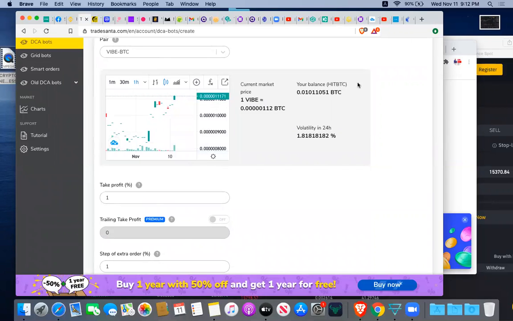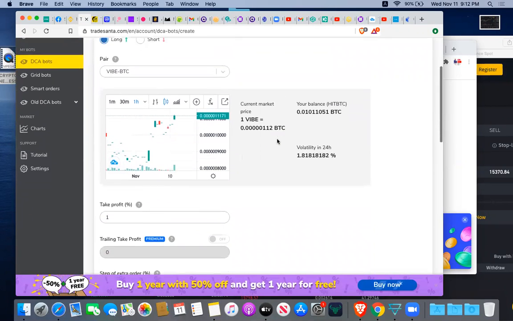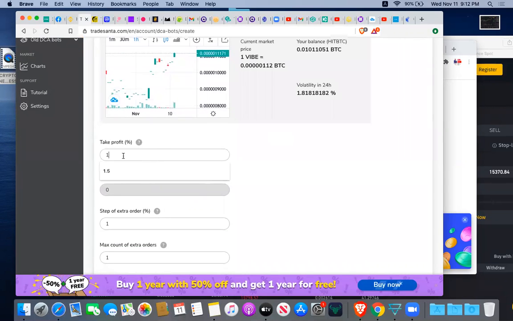So let's say it's Vibe, you want to buy. Vibe is your base, while your quote is BTC. That's the currency you want to use in buying. Now, at what percentage do I want to take profits? Please do not use 5%, 10%. Just 1 to a maximum of 2%, or 1.2%, or 1.5%, depending on the volatility of the coin. There's no point going for a long percentage. It's the repeated actions that matter.